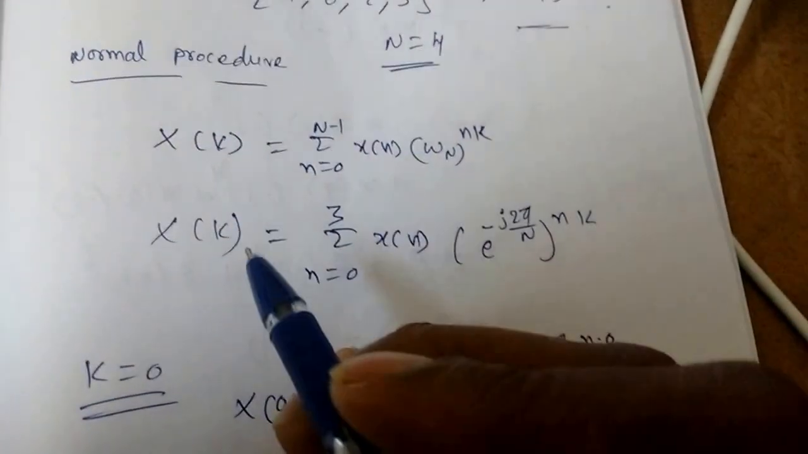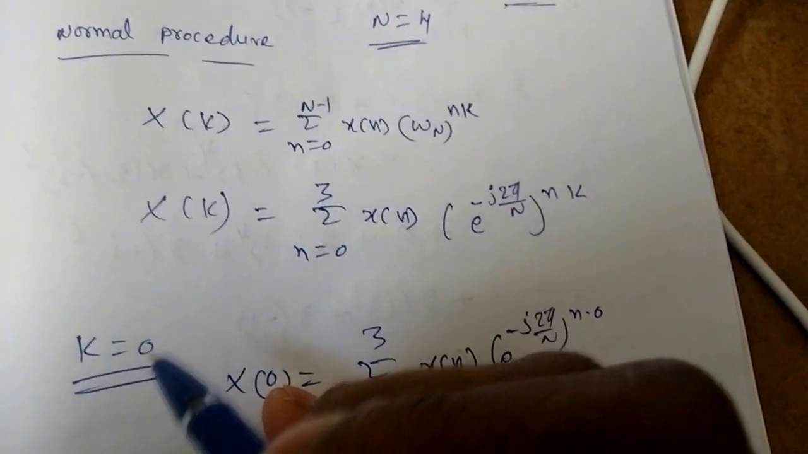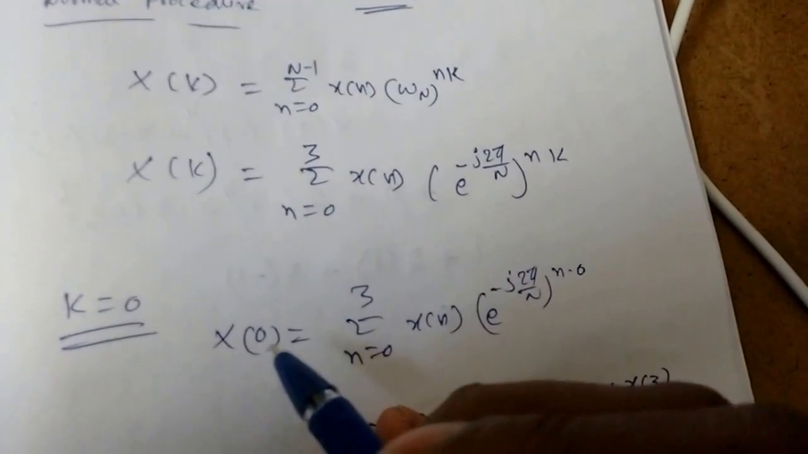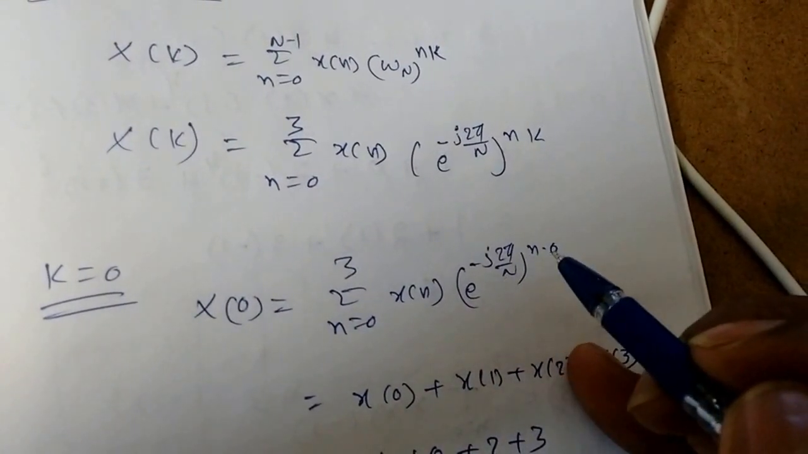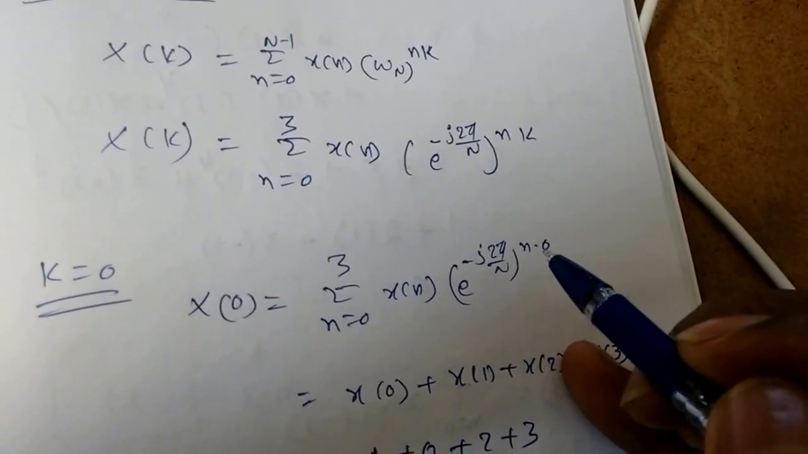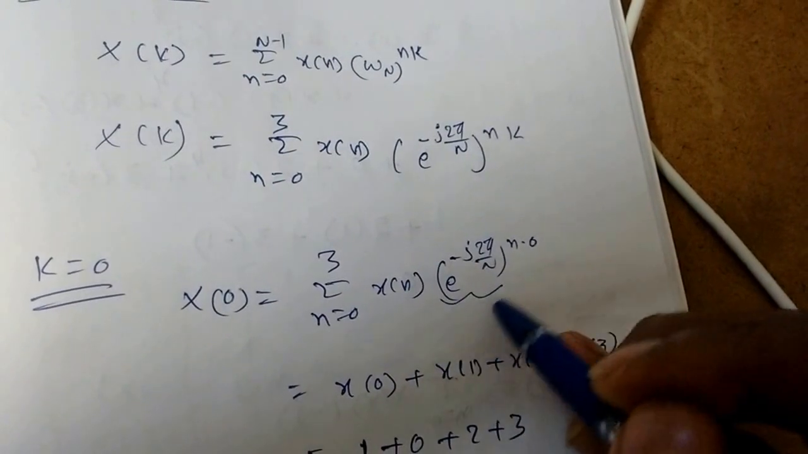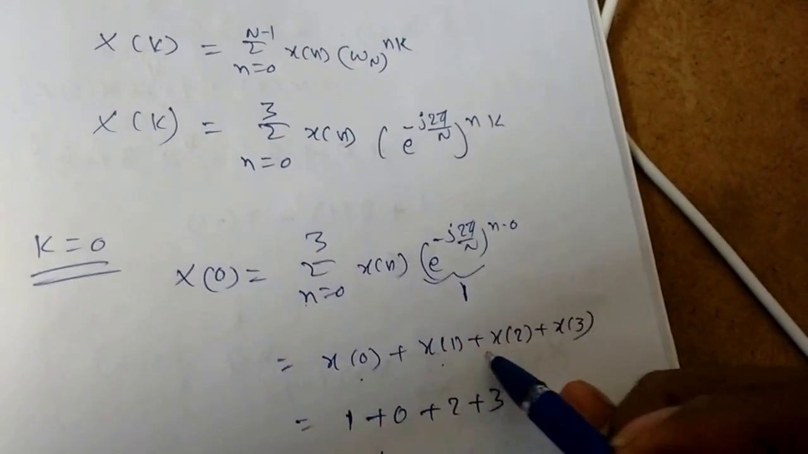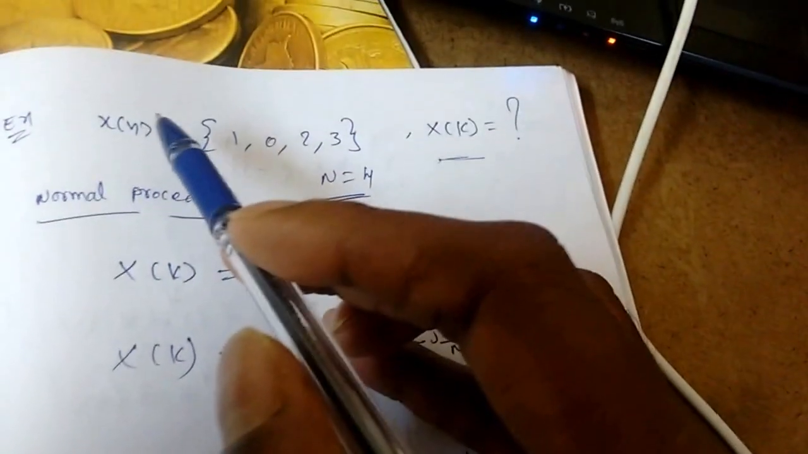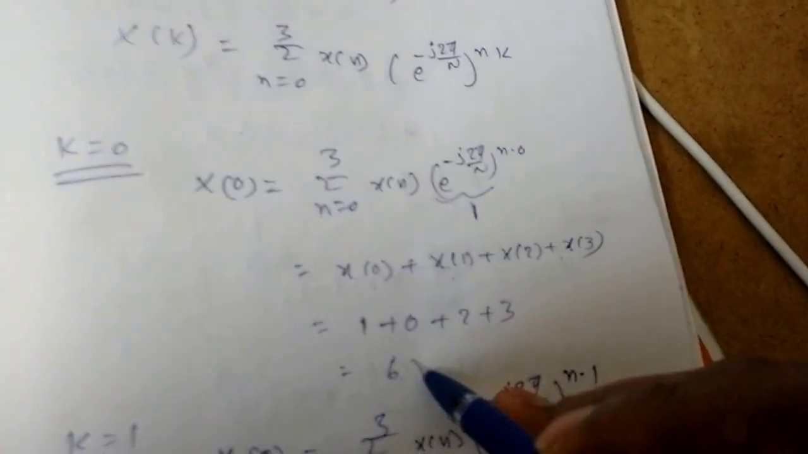Now first I want to find k equal to 0. So in place of k I will put 0. Then e power anything power 0 is 1, so this whole term will become 1. Then if I substitute n equal to 0, so x of 0 plus x of 1 plus x of 2 plus x of 3. Substituting the values here, I will get 6.